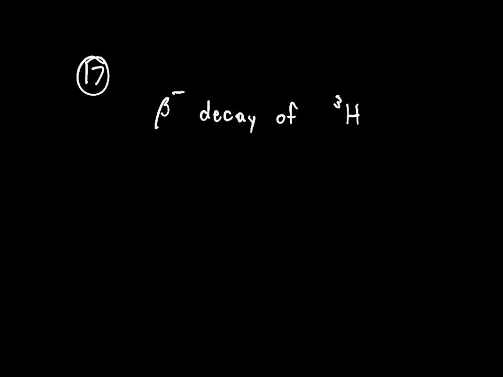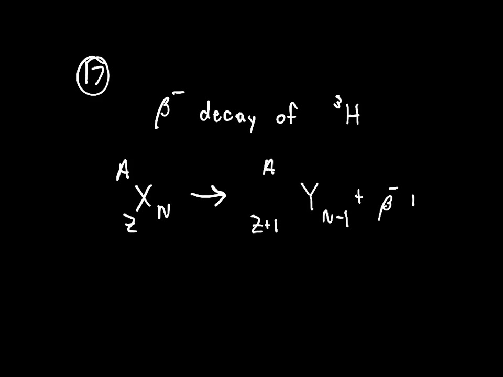Okay, so we need to do the beta decay equation for H3. How do we do this? Well, there's a general equation for beta decay, and this works for all beta decays. That general equation looks like this. We have X with subscript Z, superscript A, N becomes Y with A, Z plus 1, N minus 1, plus a beta particle plus this little thing. This is the general equation for beta decay.